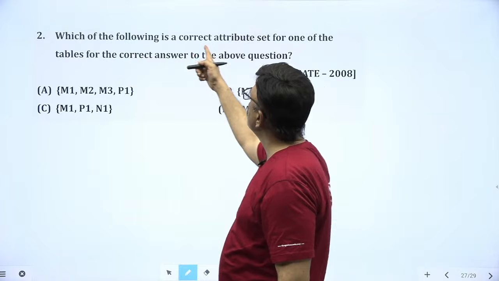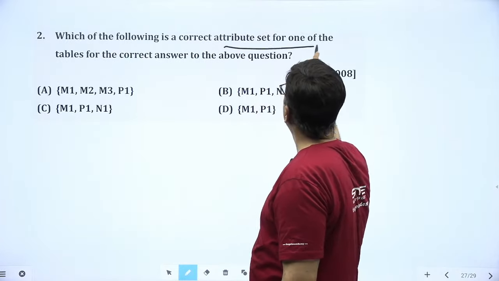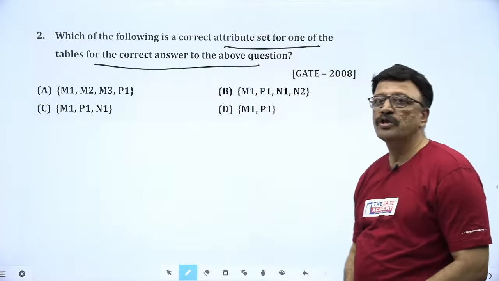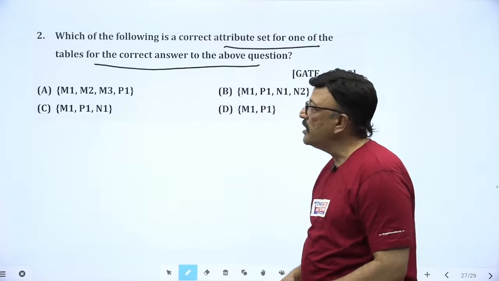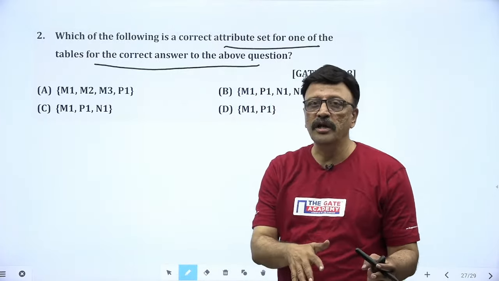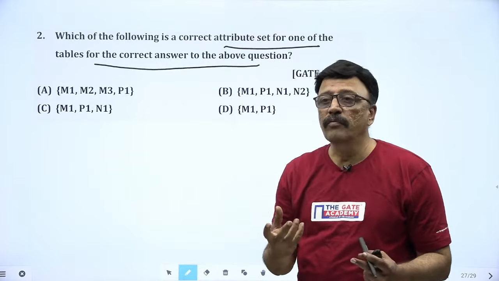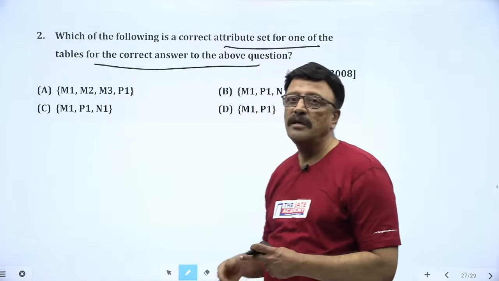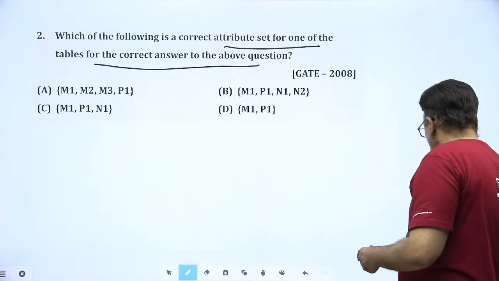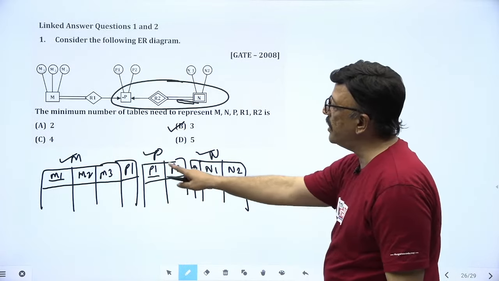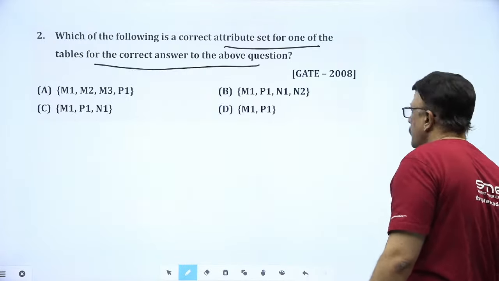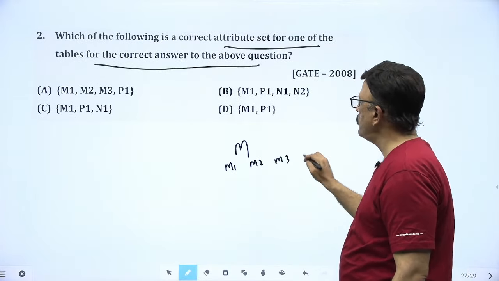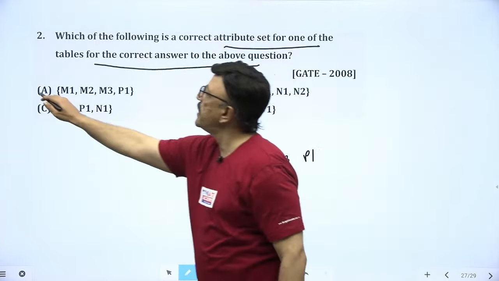Which of the following is the correct attribute set for one of the tables of the answers that you found in the previous question? So they are asking that, okay, you got the tables, but then what is the correct attribute set of one of the tables? If you see, we have got 3 tables and M contains M1, M2, M3 and P1. M is the table which contains M1, M2, M3, P1. That means this is the correct attribute set.